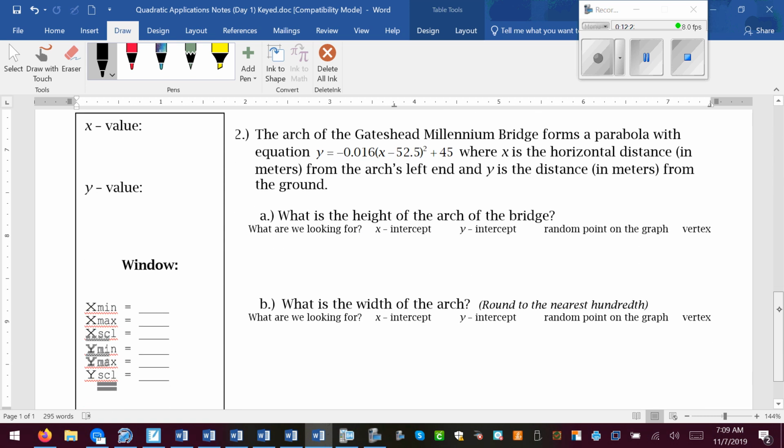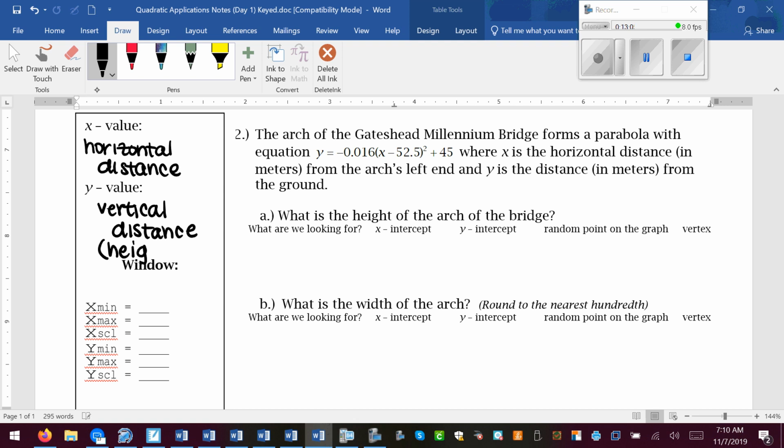And we move on to problem number 2, and we repeat this process. It says the arch of the Gateshead Millennium Bridge forms a parabola with equation y equals negative 0.016 times the quantity x minus 52.5 squared plus 45, where x is the horizontal distance in meters from the arch's left end, and y is the distance in meters from the ground. So this one explicitly tells me that x is the horizontal distance, and y is the vertical distance, because it's the distance from the ground, which is also the same thing as the height.